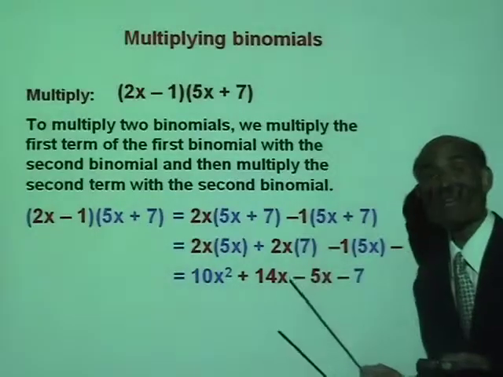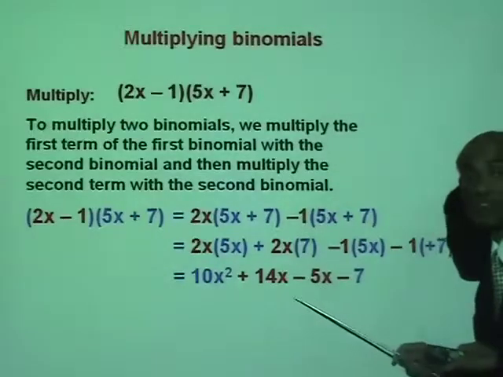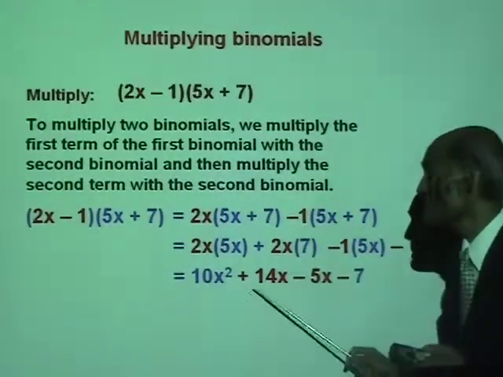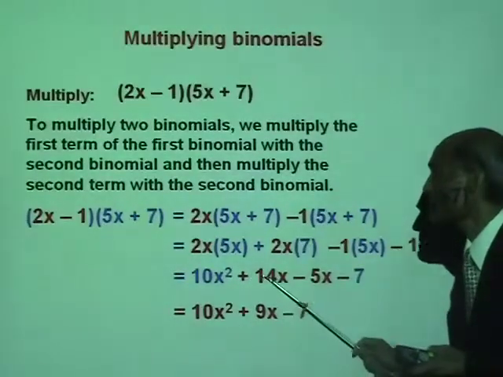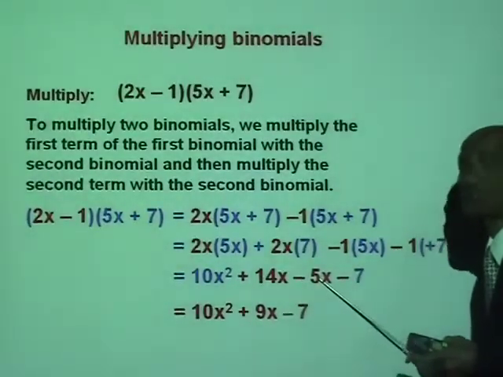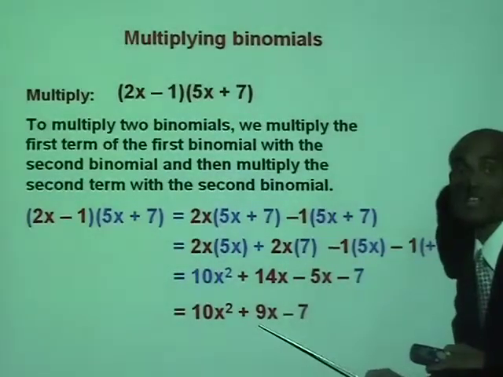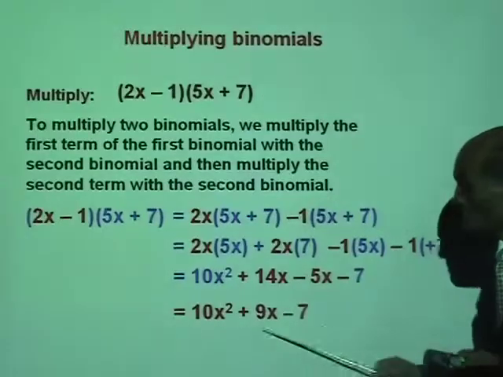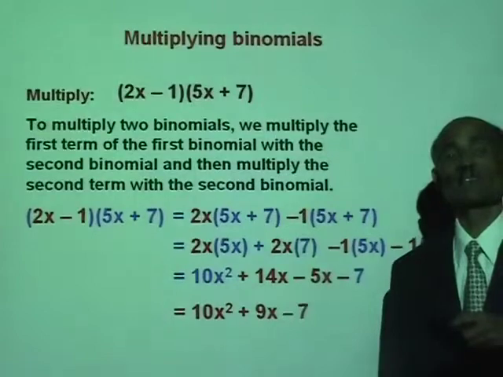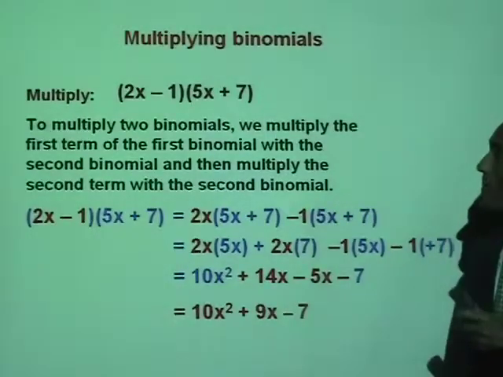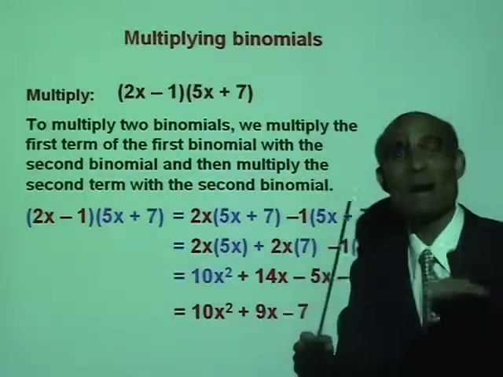Okay, what is now remaining for us to do is to simplify terms containing x. Combine the terms containing x. And that will be 10x squared plus 14x minus 5x. 14x minus 5x is 9x, minus 7. So that is the result: 10x squared plus 9x minus 7. Okay? So it's a very good way of multiplying binomials.